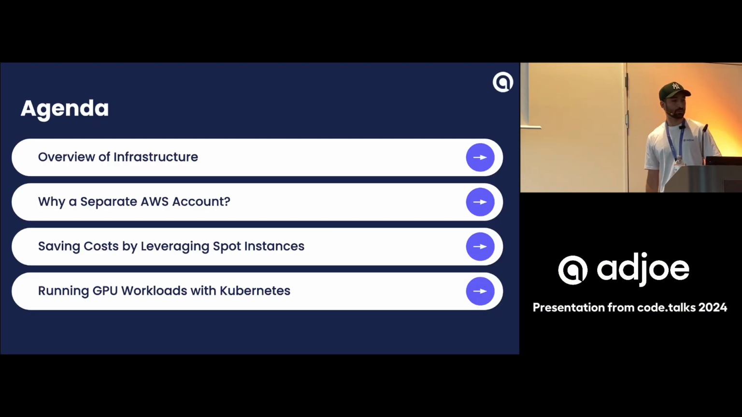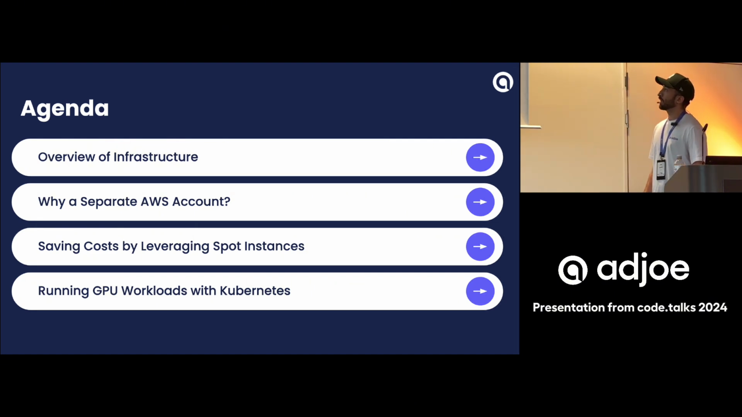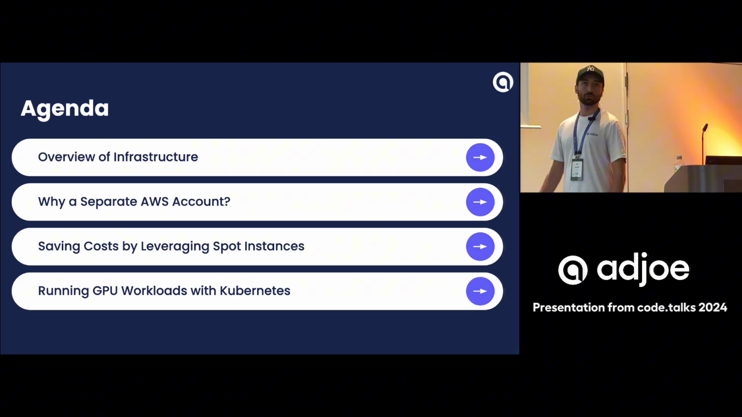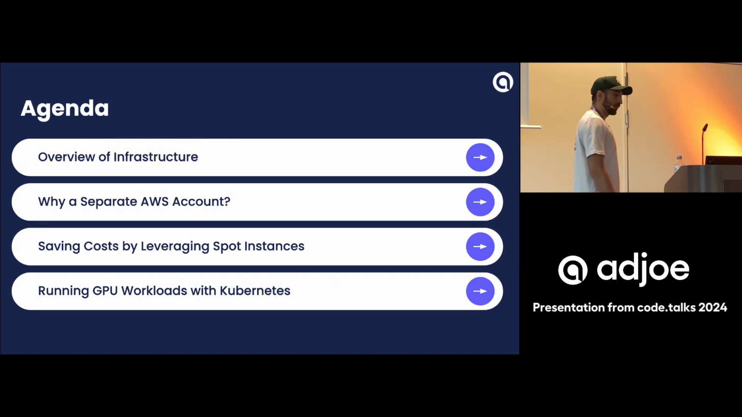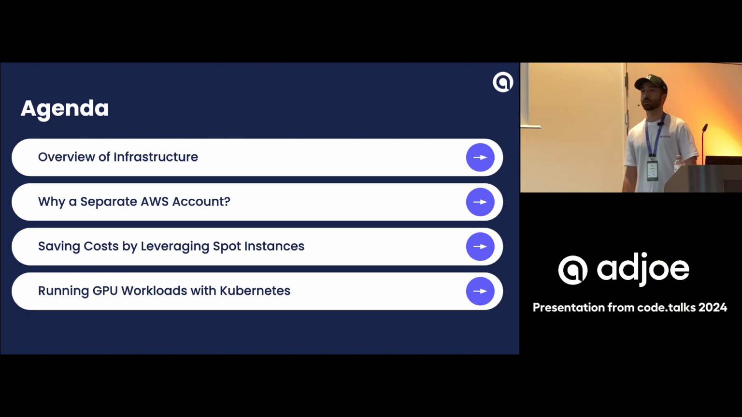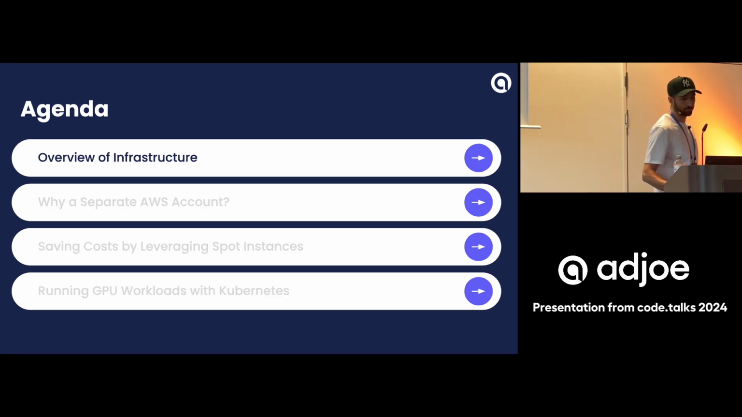So in this talk, we are going to discuss an overview of the current infrastructure that we have. Then we will discuss why we are going to build this platform in another AWS account. Later, we will go over how we leverage Spot instances in order to save costs. And in the end, we will discuss GPU workloads on Kubernetes, and we will look at the next steps and what we are looking for after this.